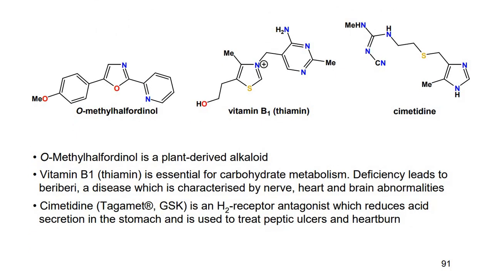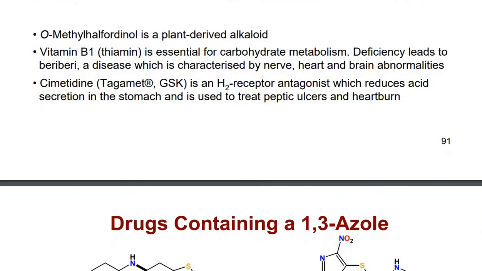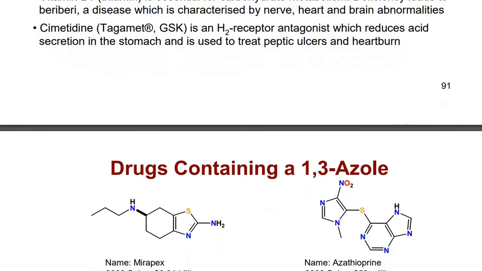O-methylhalfordinol is a plant-derived alkaloid. Vitamin B1, thiamine, is essential for carbohydrate metabolism. Deficiency leads to beriberi disease, which is characterized by nerve, heart, and brain abnormalities. Cimetidine is an H2 receptor antagonist which reduces acid secretion in the stomach and is used to treat peptic ulcer and heartburn.